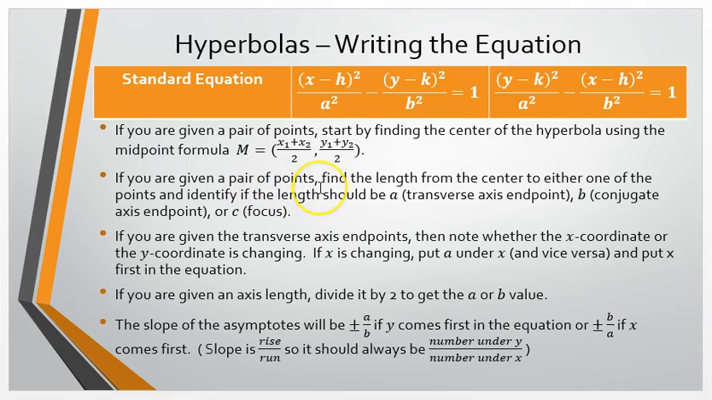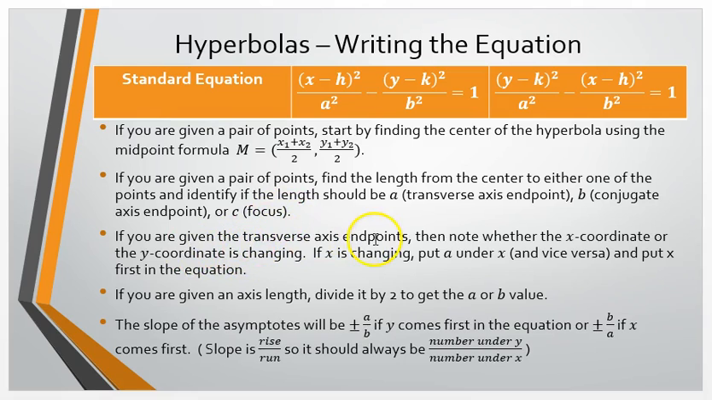Next, I take the distance from the center to either one of those points they gave us, and then identify that length, whether it will be A, B, or C. The variable you tie to it will be based on the name of the points they gave you. If they said transverse axis endpoints or vertices, then it's A. If they said conjugate axis endpoints, then that length you found is B. And if it's the foci that they give you, then that length is C. I always associate C with focus because there's a C in the word. So find the length from the center to the point they gave you, and then figure out which variable it is.